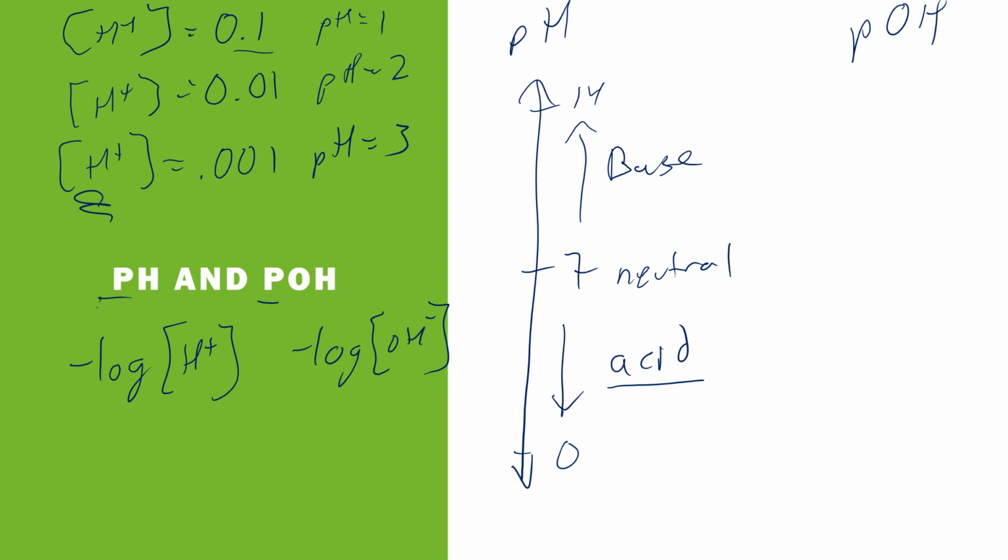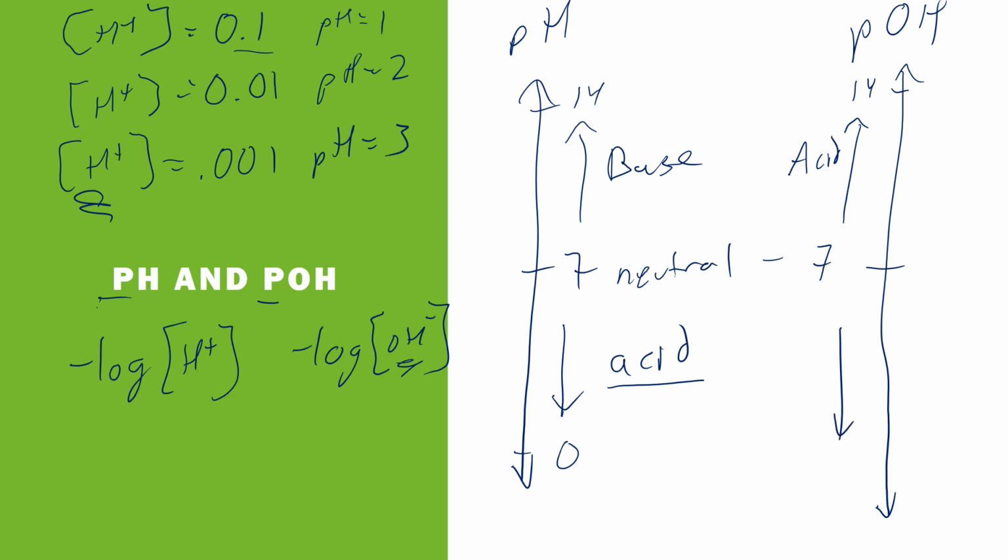You can also find the pOH scale. So hydroxide ion will tell us about the amount of base, essentially, in the solution. So on the pOH scale, 7 is also neutral most of the time. And then above 7 on the pOH scale is an acid. So it's flipped. Below 7 on the pOH scale is a base. Right? So make sure that you know those scales.